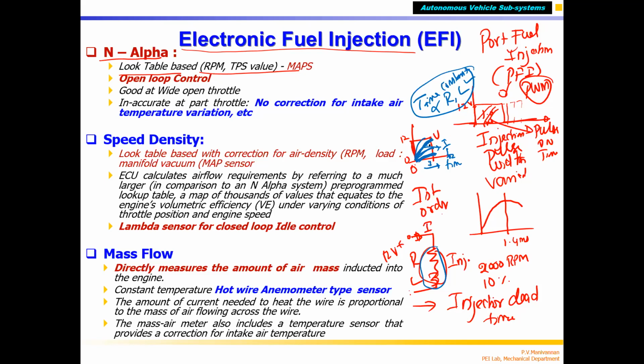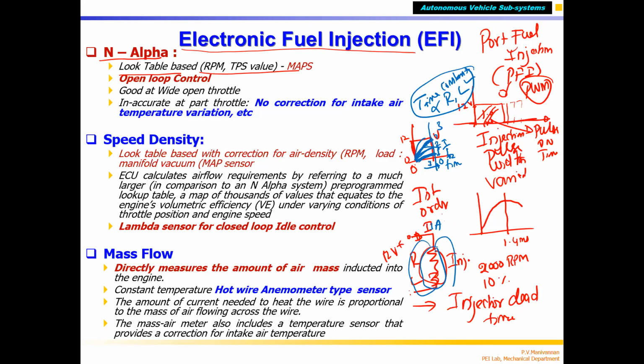So if we give a smaller pulse width and the time constant is large, what will happen is the current will not reach the peak value. Current varies from 0 to, for example, 3 amps. This is 1 amp, this is 2 amps, this is 3 amps. If the time constant is like that, the current flowing through the inductor is only 1 amp. With 1 amp flowing, the magnetic field created by the coil may be less, so it will not open the injector.